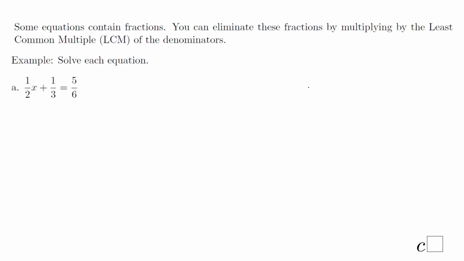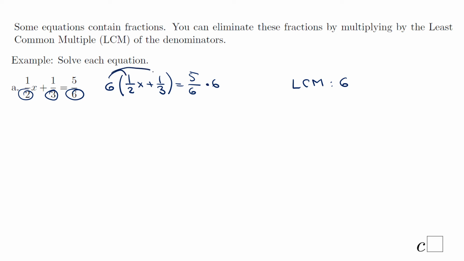So first thing you want to do is to find the least common multiple of 2, 3, and 6. And that will be 6. That's the guy you want to multiply the left side and the right side. So we have 6 times 1 over 2x plus 1 over 3 equals 5 over 6 times 6. And now we're going to use distributive property here. Go slow and in fact copy. We have 6 times 1 over 2x plus 6 times 1 over 3 equals 5 over 6 times 6.